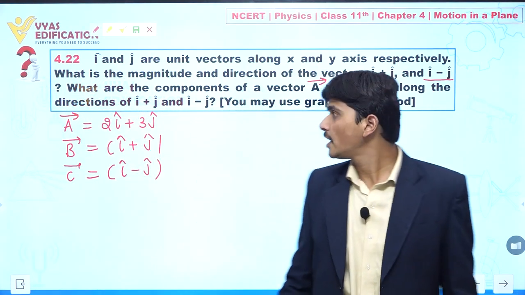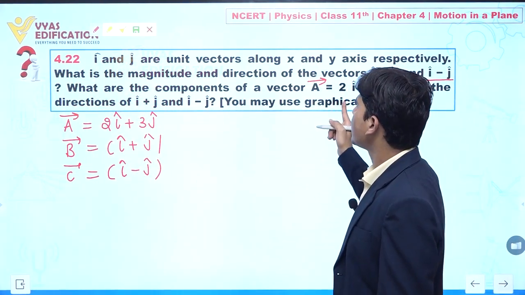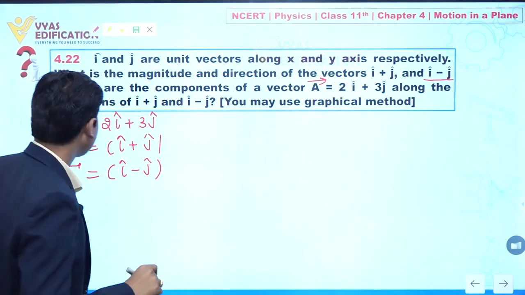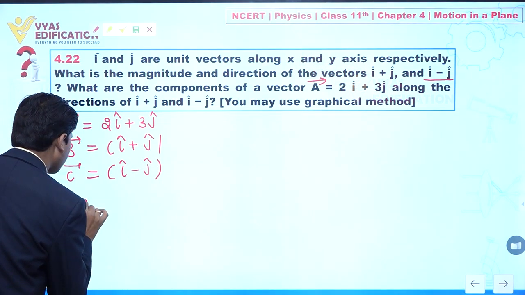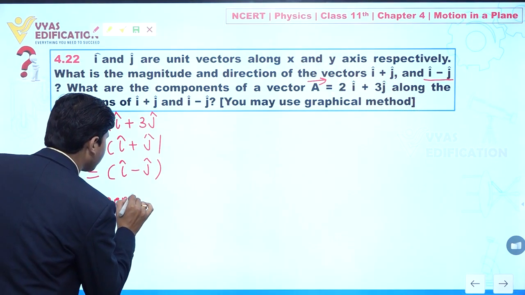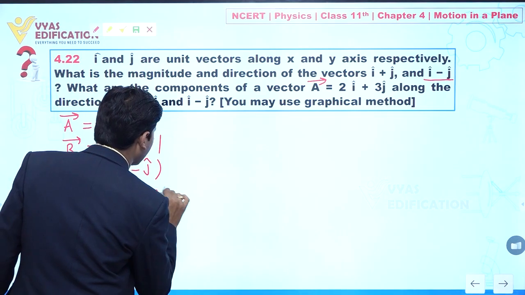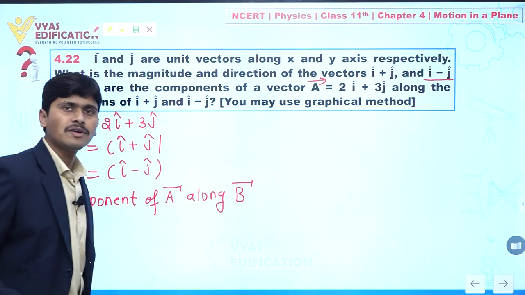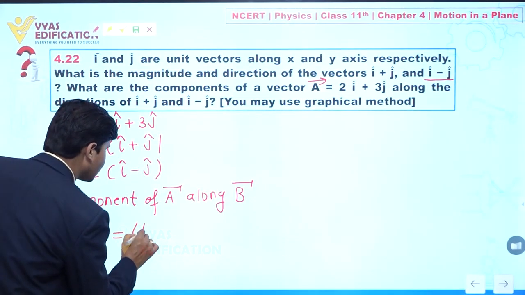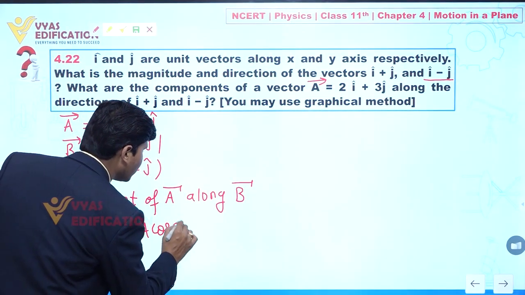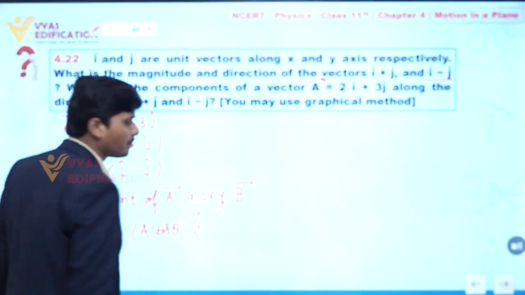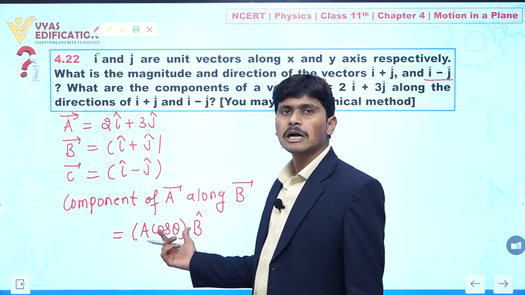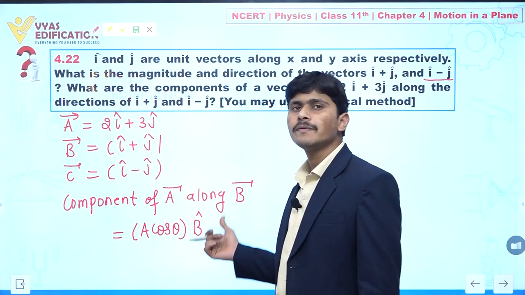In the first part we have to find the component of vector A along the direction of i cap plus j cap. It means I can say component of A along B. Clear? So, how can I write this? I can write this as A cos theta, and we are taking it along B, so I will write here B cap. Yes or no? This is the magnitude, this is a component of A in the direction of B vector.